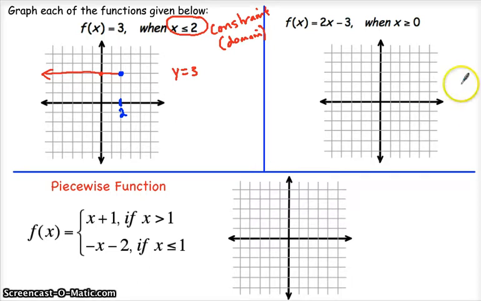Let's try that same idea over here at the right. f of x equals 2x minus 3. So normally we would go down to negative 3 and then have a slope of 2, up 2, right 1, for each of the other points. We'll make this easy to graph.